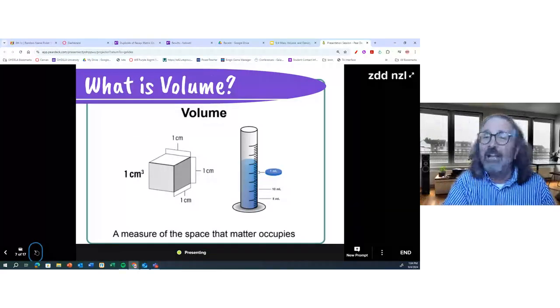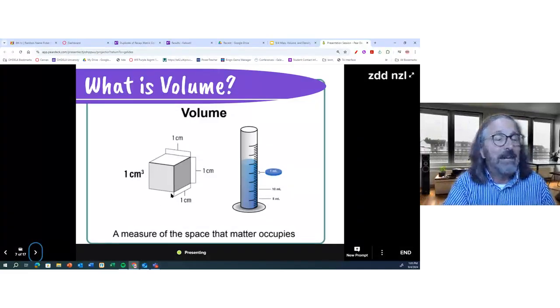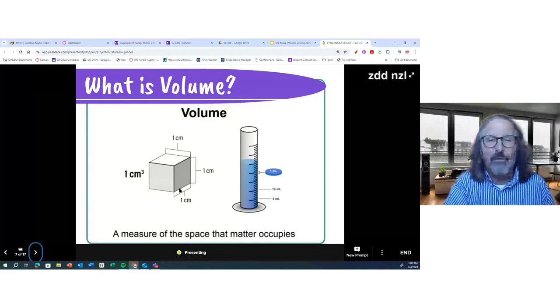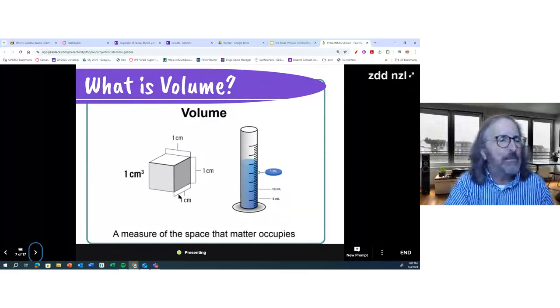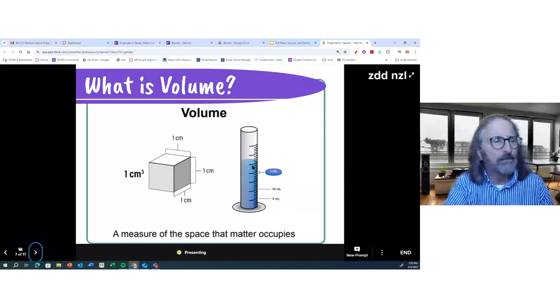All right. And then volume. There's a couple different ways to find volume. Volume is length times width times height. All right. So that is the 3-dimensional object that we have. That's how much space it takes up. Or we can use a graduated cylinder.